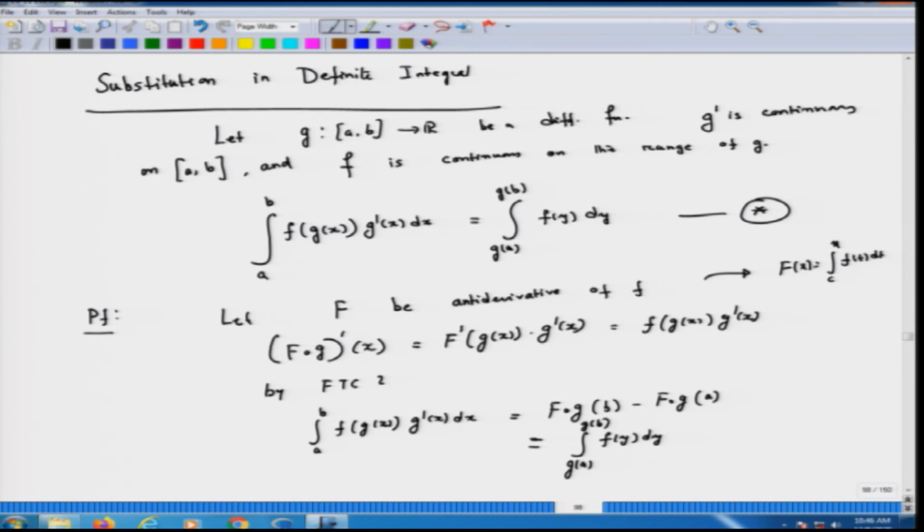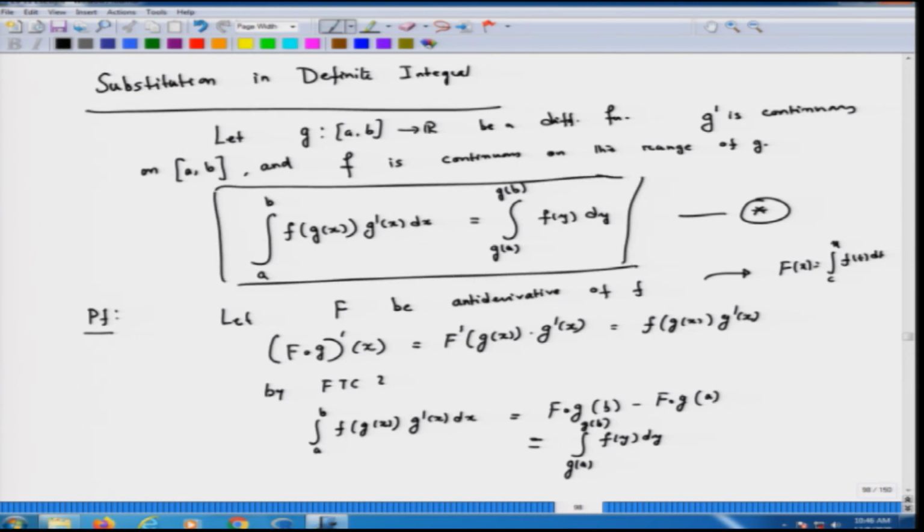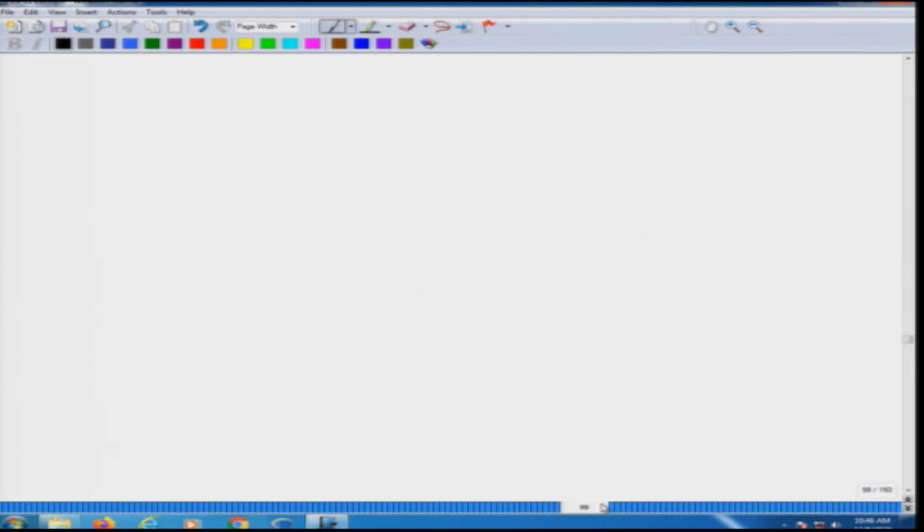So, this substitution is very, very important, and we have familiarity with it from our classes in high school, but nevertheless let us just take one example. Now, evaluate the integral from 0 to 4 of the square root of 2x plus 1 dx.